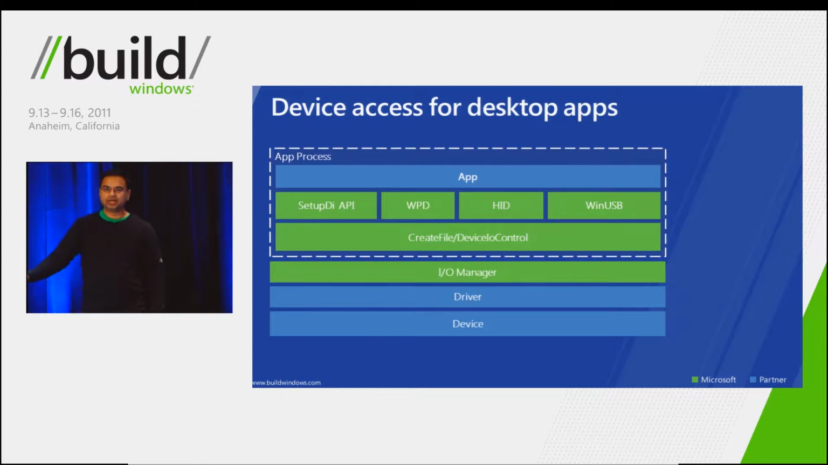Before we get into the architecture for Metro-style applications, let's take a look at a typical desktop application that would access a custom device. Note that all your current desktop applications that access your custom device will work in Windows 8. Whatever you did in Windows 7, all the APIs are available in Windows 8. So on a desktop app, you typically have a device and a driver. The driver would be a custom driver, or it could be a class driver.